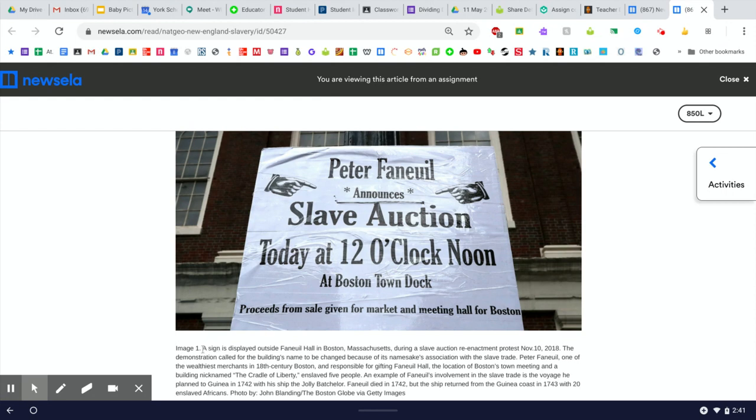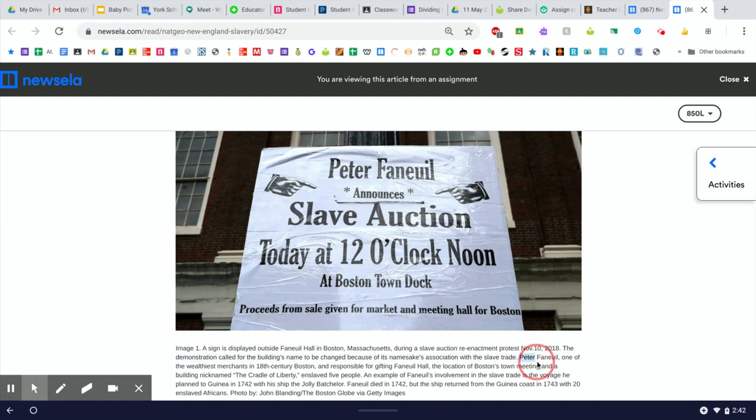It says, Image 1, a sign is displayed outside of Faneuil Hall in Boston, Massachusetts during a slave auction reenactment protest on November 10th, 2018. Oh, of course, this is new, but it's a reenactment of something old. The demonstration called for the building's name to be changed because of its namesake's association with the slave trade. So what that means is people were protesting the fact that this building is called Faneuil Hall because Peter Faneuil, whose name you can see at the top of this big poster in the protest, owned and traded slaves.